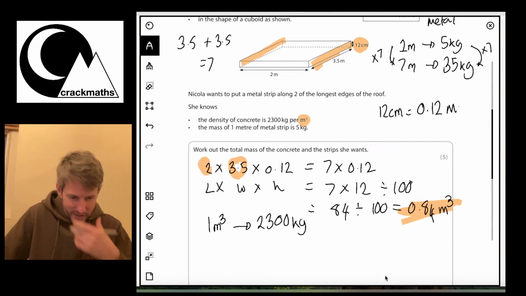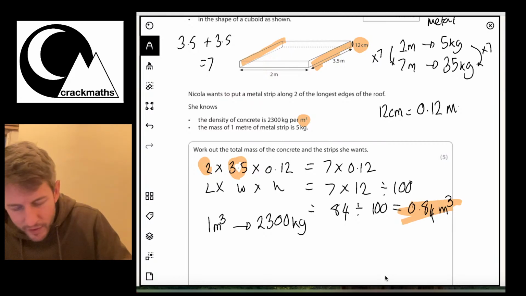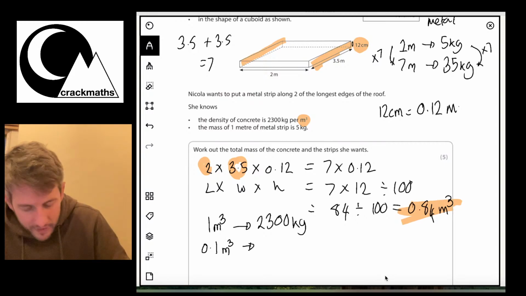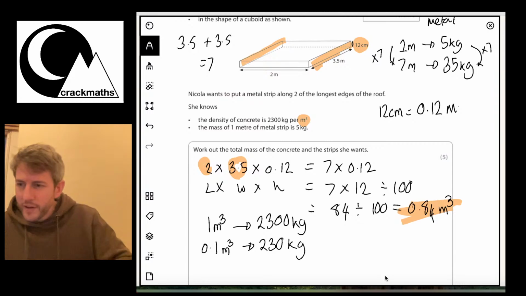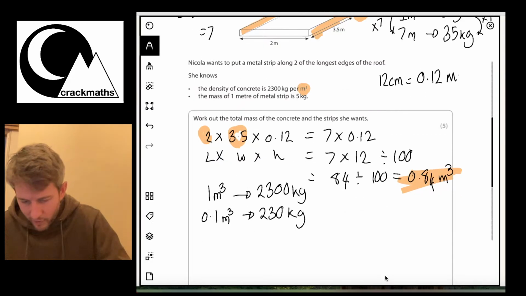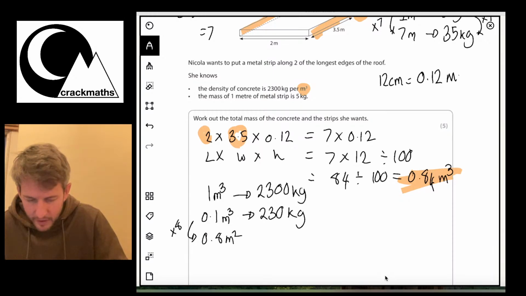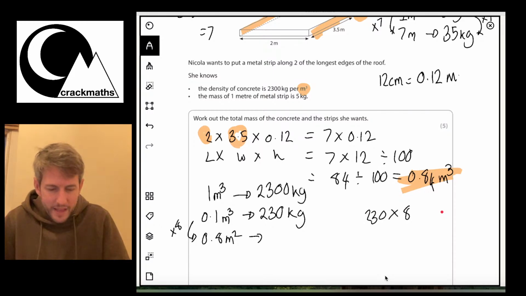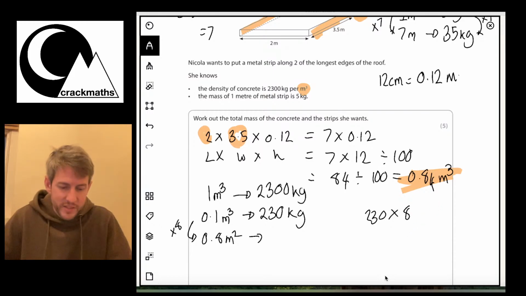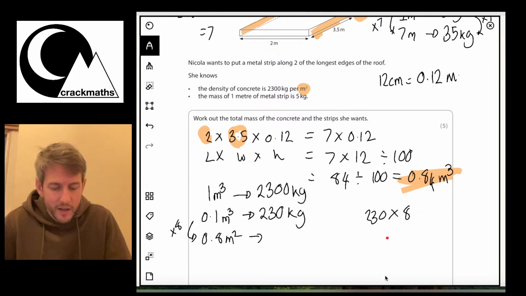Okay, so well, I guess we can do this. So that means that 0.1 meters cubed is going to be 230 kg. Now, if I times this by 8, I can get 0.8 meters cubed. So 0.8. So 230 times by 8. Well, we'll add the 0 on at the end, but that's the same as 200 times 8 plus 30 times 8.